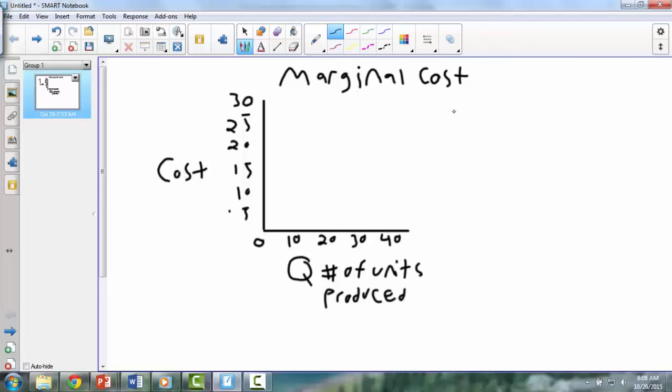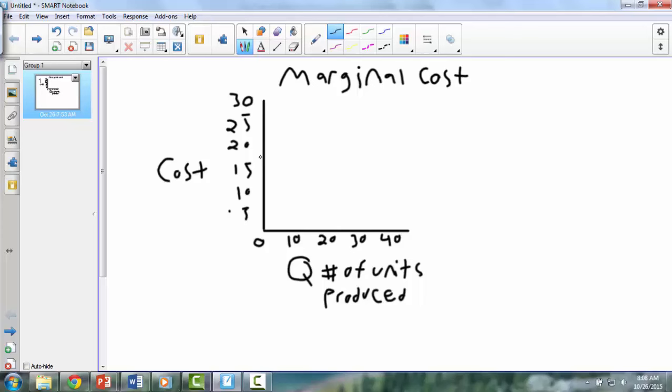All right, so here we go. This is a marginal cost graph. If you'll notice, cost is on my y-axis. Now this is how much it costs me. I'm not talking about price here. This is how much it costs me to produce organic beet juice. And this is the quantity of units produced, aka how many units of beet juice.